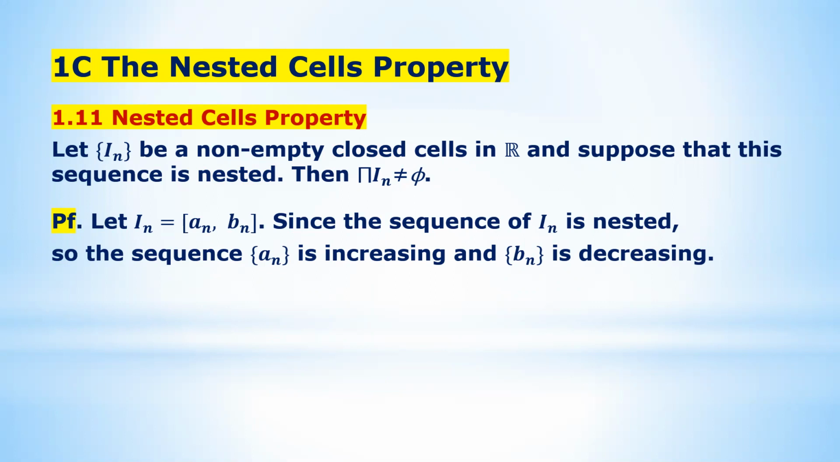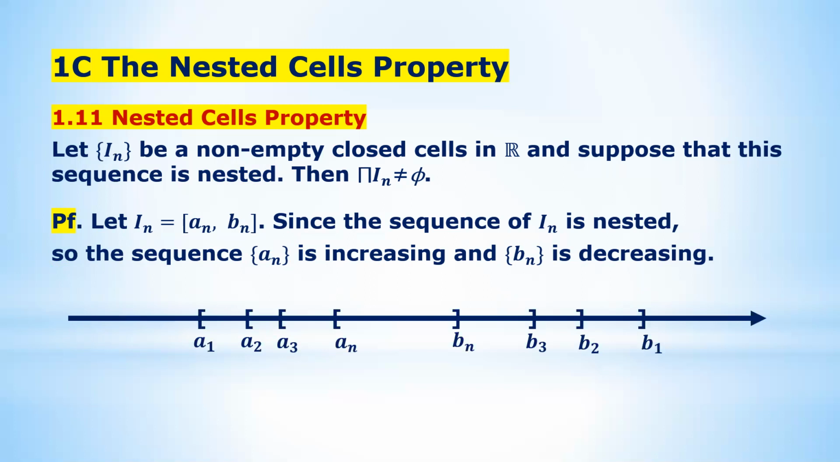Now here we're not talking about strictly increasing or strictly decreasing, because a_n can equal a_{n+1} in the sequence, right? Some terms can repeat themselves. So when we say the sequence a_n is increasing, this means that a_n is non-decreasing. And when we say b_n is decreasing, we say that b_n is non-increasing. So this is the meaning of that.